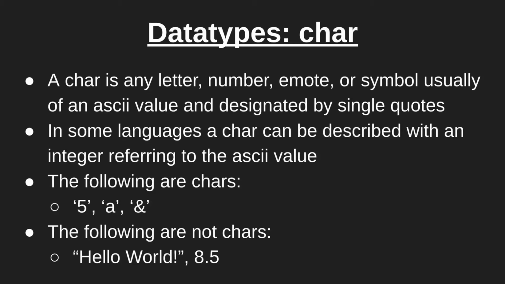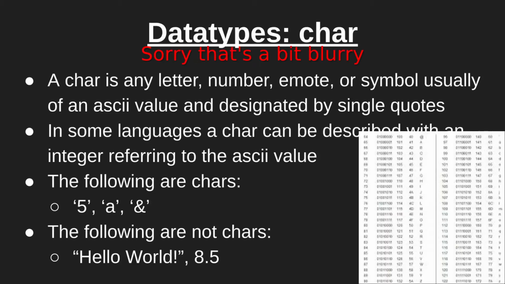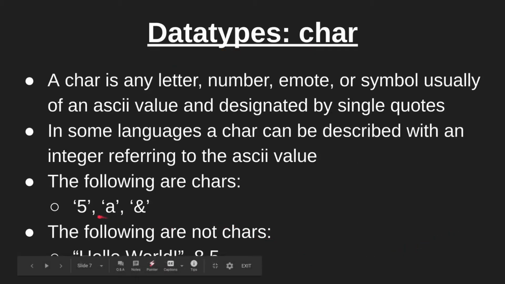I'm just gonna pull up a picture of an ASCII table just in the bottom right so you can get a look at what that is. So it's nothing too complicated, but let's give some examples. So these are all characters, 5, A, and an ampersand. So let's do an example in Python.